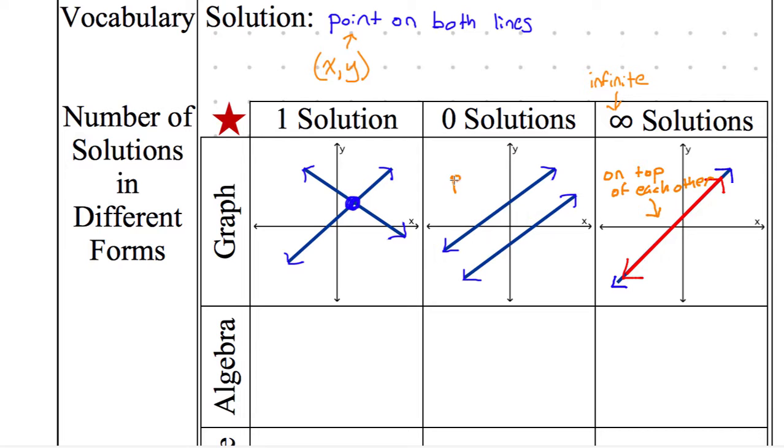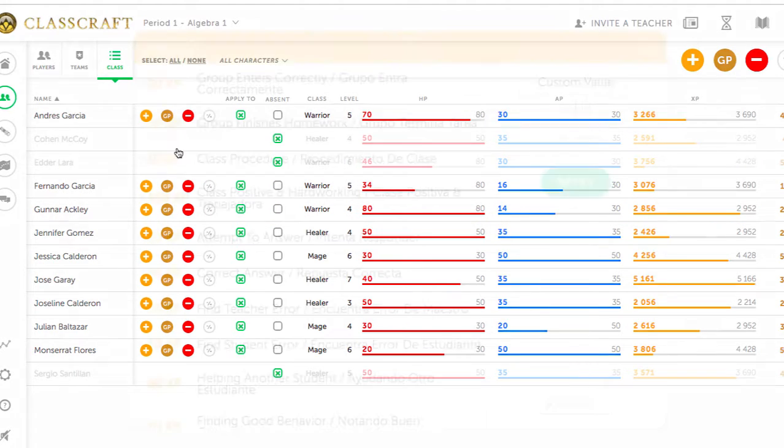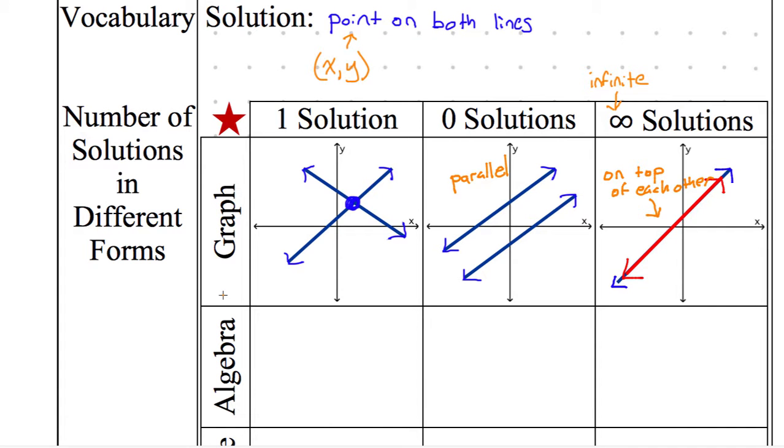And we can say here that this was parallel. All right, let me make sure to record Andres. There's your 50 XP. All right, so that's the graphical interpretation.